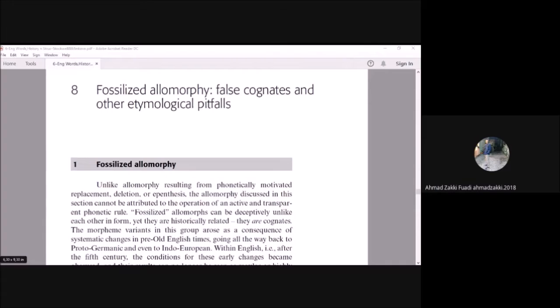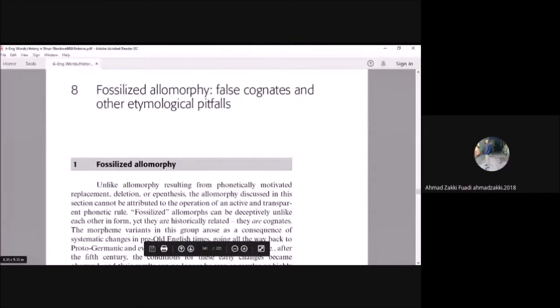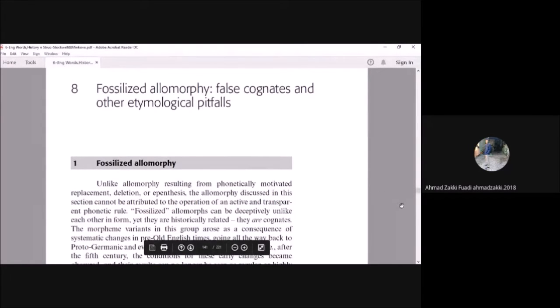So yeah, whatever. Today we are going to discuss fossilized allomorphy. You can find this topic in the book that has been shared in our group, on page 128. So yeah, let's start our discussion with the first topic, fossilized allomorphy.